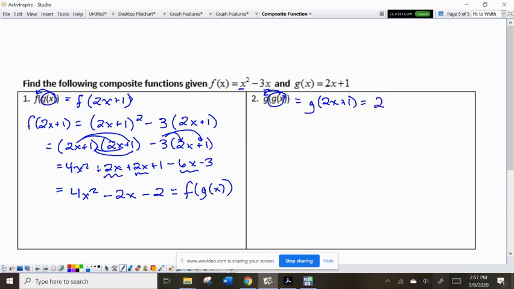So the g function starts with 2. Here's our first x. So right into itself. And then we simplify as we've done all along. We're going to distribute the 2 to get 4x plus 2 plus 1. And we get 4x plus 3. And that is composition of functions.